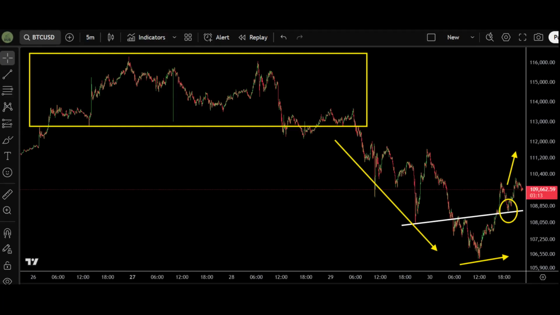For example, on a 5-minute Bitcoin chart, price often moves sideways in a range, then drops sharply to shake out traders, before reversing and breaking out in a new move up.